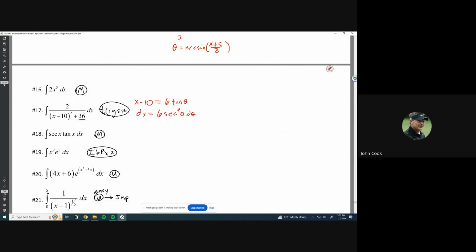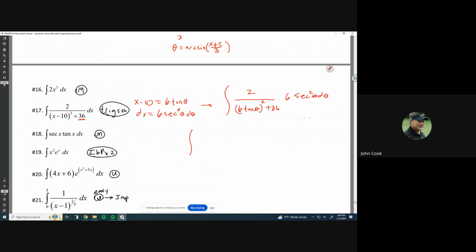And then I would do my direct substitution if I want to go that route. So here's how it would look. So 2 over, and then instead of x minus 10, I'm going to put 6 tangent of theta, squared, plus 36. And then dx becomes times 6 secant squared of theta d theta. So that's if you did direct substitution. That's what you do, and then you'd use your identities and simplify it. And here's what you'll end up with.